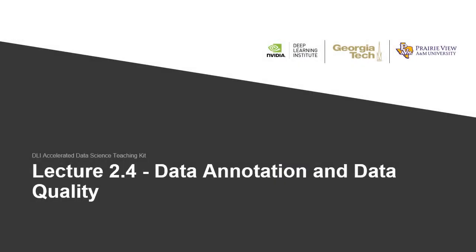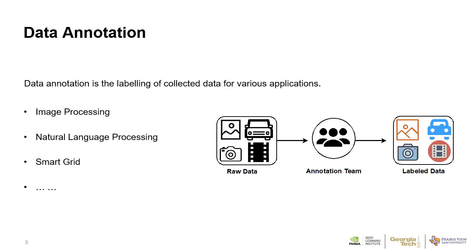This section will introduce basic ideas on data annotation and tools, and how to measure as well as control data quality. Data annotation is necessary to build machine learning models, especially for supervised learning models in different applications, such as image processing, natural language processing, and smart grids.